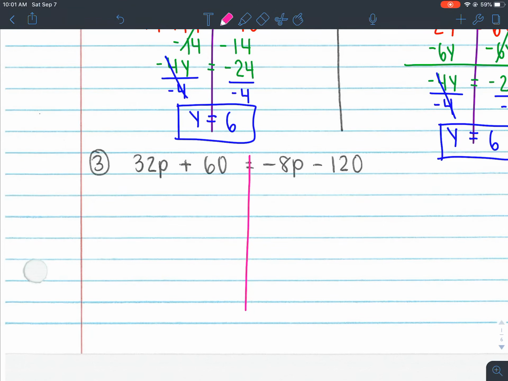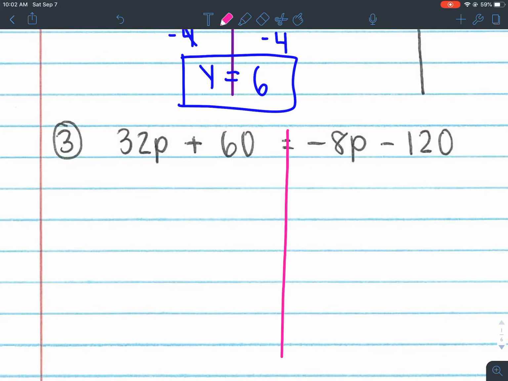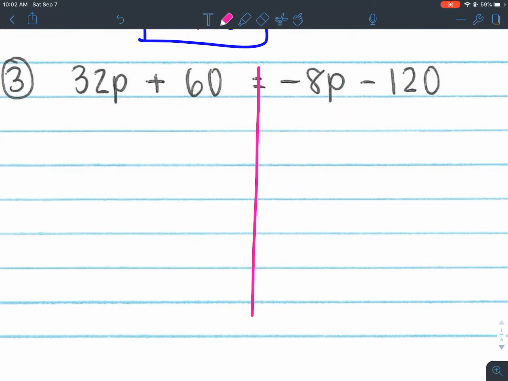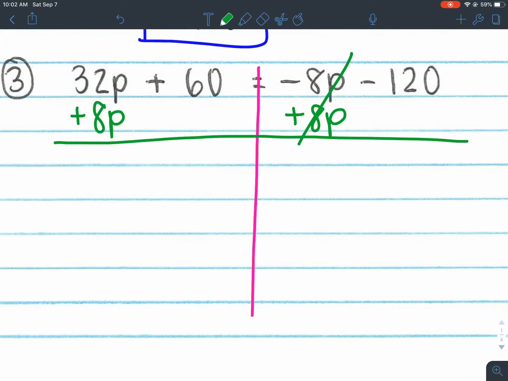All right. So here I have 32p plus 60 equals negative 8p minus 120. All right, so I'll go ahead and revert back to the way that we've been doing it because maybe you're more comfortable with that, and that's okay. I'm going to move all of my variables to the left side, which means I need to add 8p to the other side as well. I'm adding because that 8p over there was negative, so these will go away, become 0. 32p plus 8p is 40p plus 60 equals negative 120.